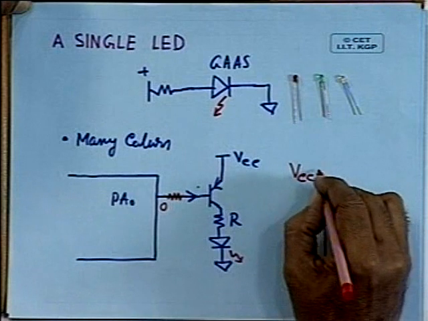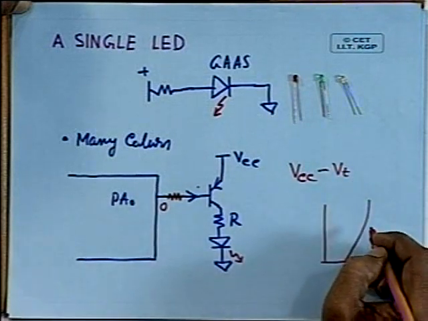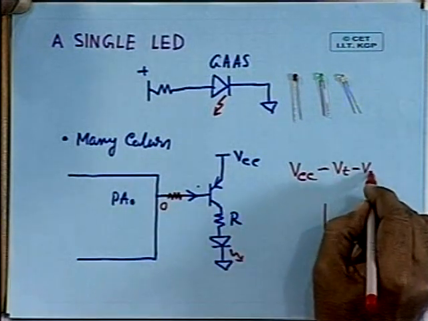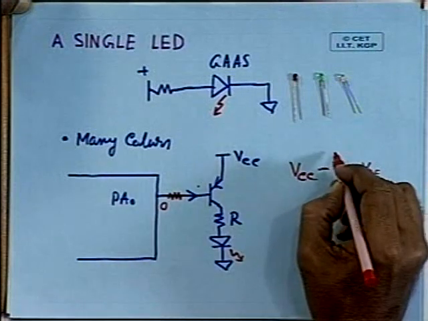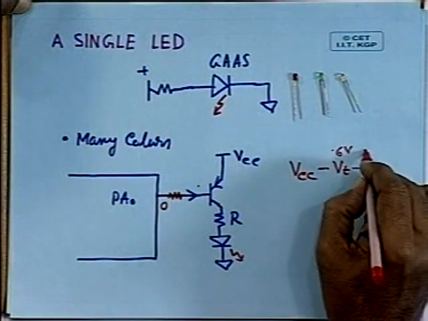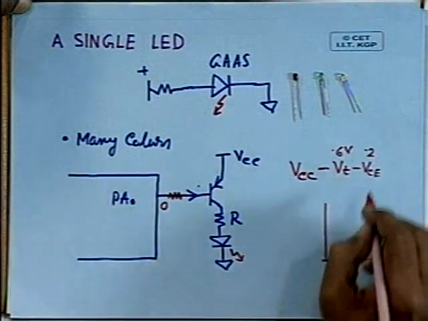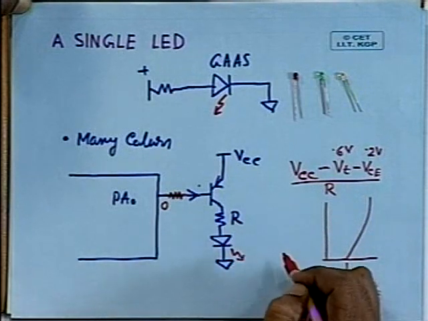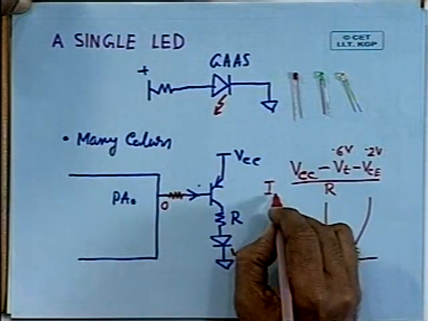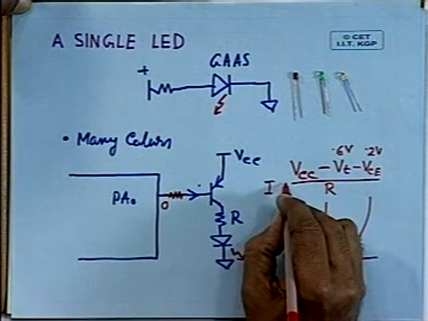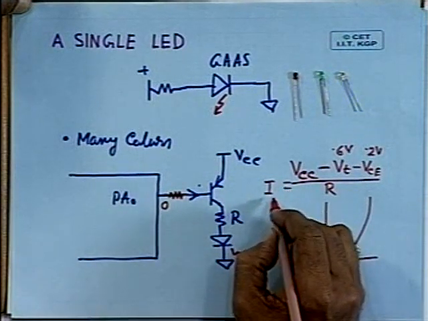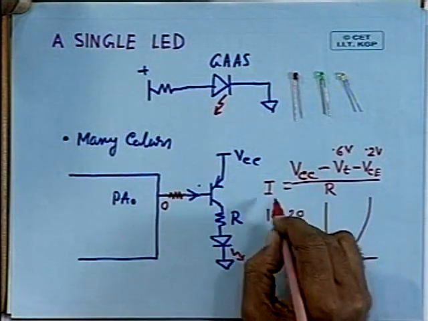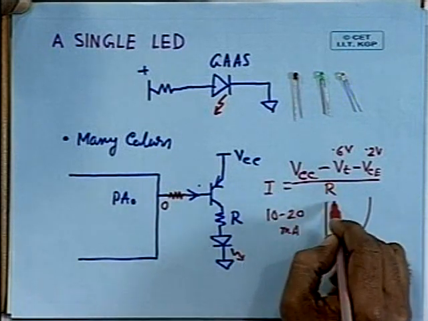So, this voltage VT has to be subtracted, and there will be some drop across this transistor, VCE, that you subtract. This voltage is about 0.6 volt, and this voltage is about say 0.2 volt, let us assume. Then you use the resistor to get the desired current that you have to pass through this LED, and that current typically varies from 10 to 20 milliampere. So, you have to choose the current, and accordingly you can find out the resistance.